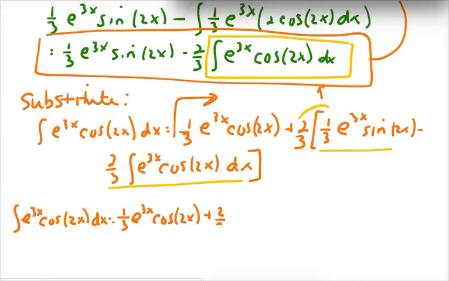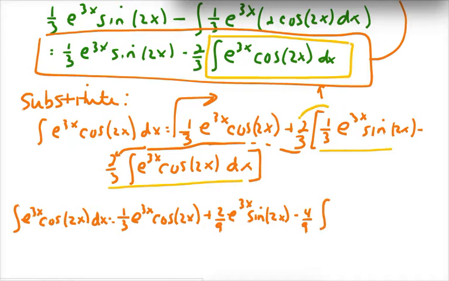So the first one is 2/9 e to the 3x sine of 2x minus, I'm distributing this over to here now. Oops. Why that's not working. Okay. Minus 4/9 the integral e to the 3x cosine of 2x dx.